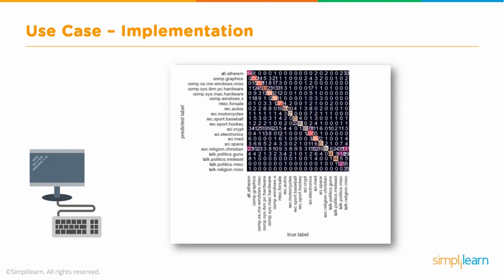And you'll notice that there's a couple of red spots on there where it missed. You know, it's a little confused when we talk about talk.religion.misc versus talk.politics.misc, and soc.religion.christian versus alt.atheism.